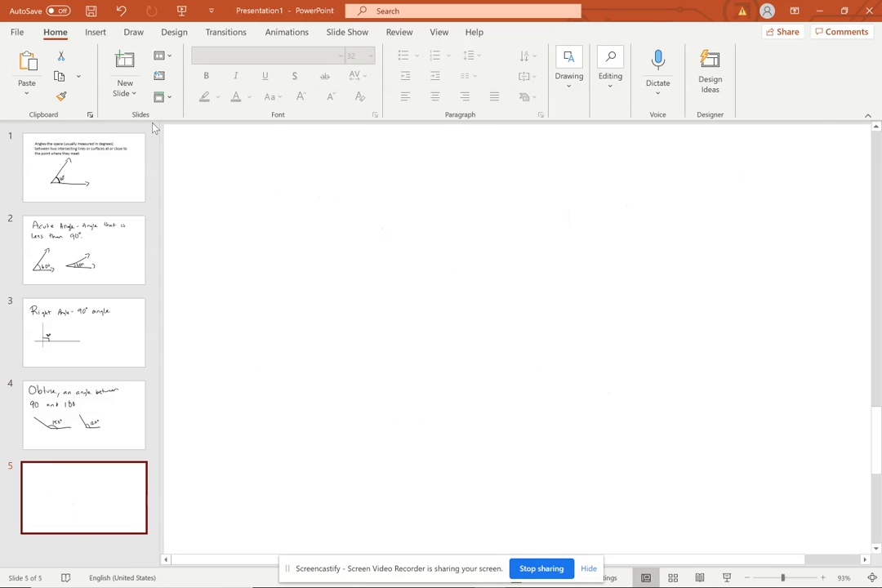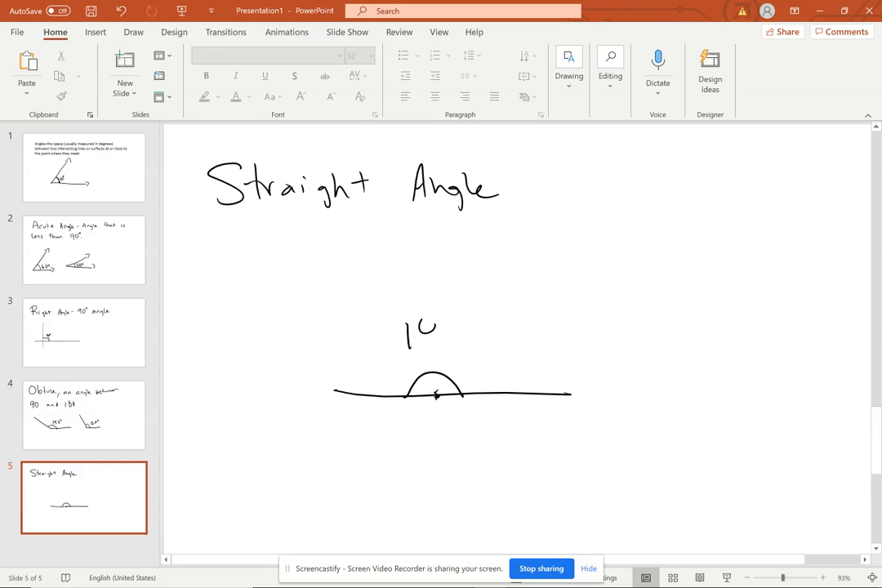And then the last one is called a straight angle. And that'd be in the scenario like, let's say here's the point and it's just a straight line going through it. That means that the angle is 180 degrees. So an 180 degree angle.